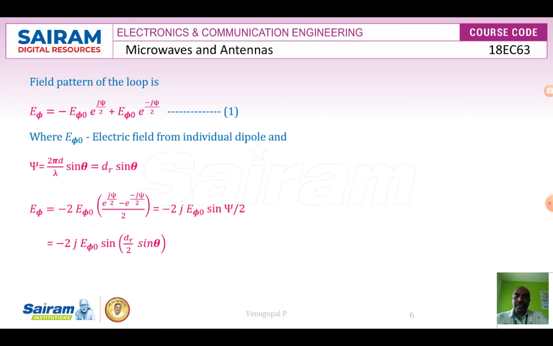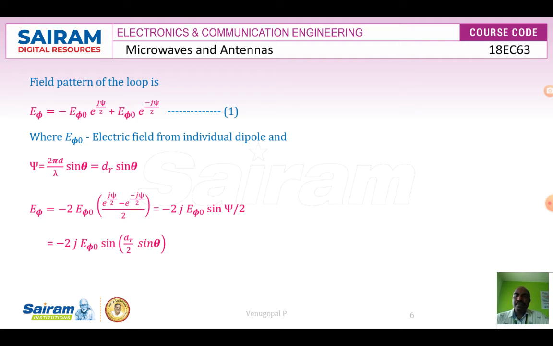So this phase difference is nothing but 2 pi d by lambda into sin theta, where 2 pi d by lambda is equal to beta d, then psi becomes beta d into sin theta. Okay, psi is the phase difference which is given by 2 pi d by lambda into sin theta, but 2 pi d by lambda is equal to beta d, then the phase difference psi becomes beta d into sin theta.